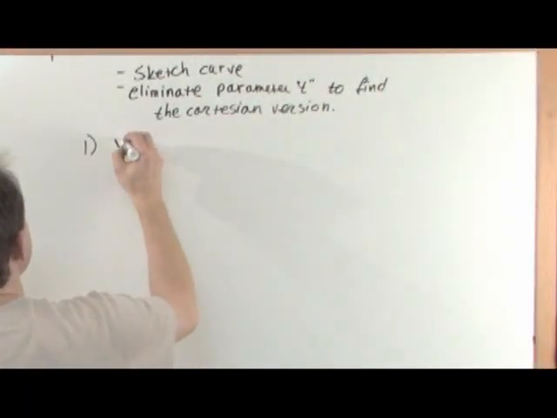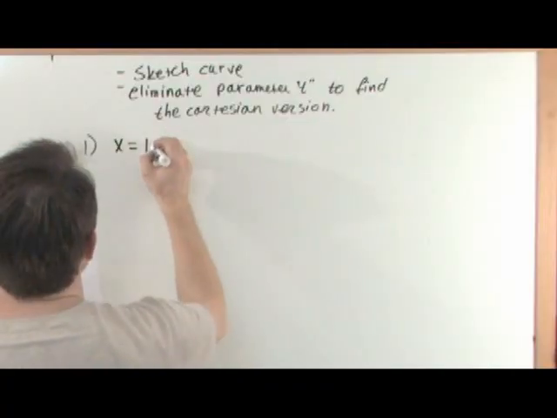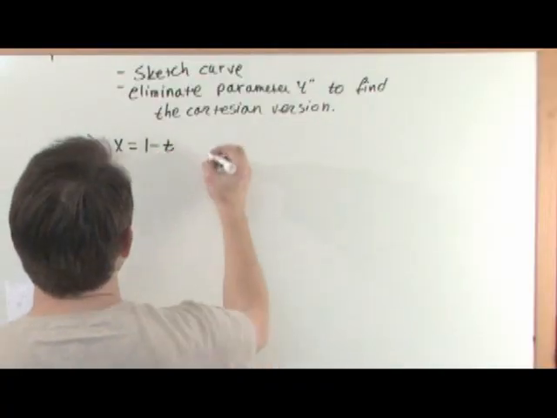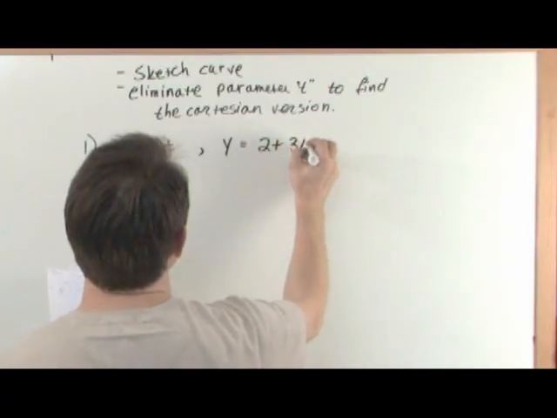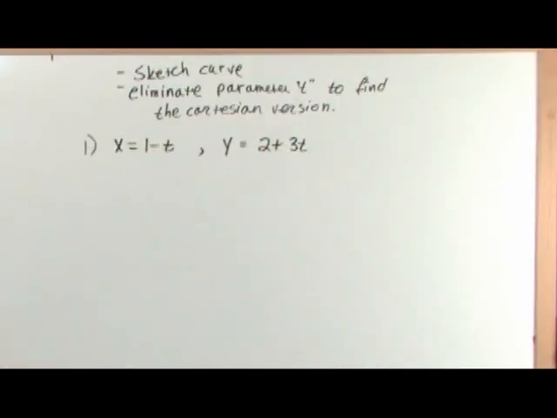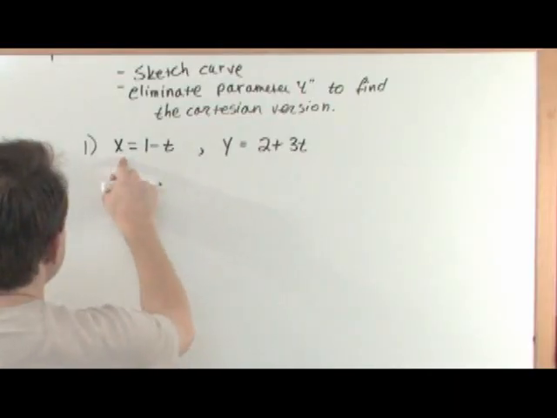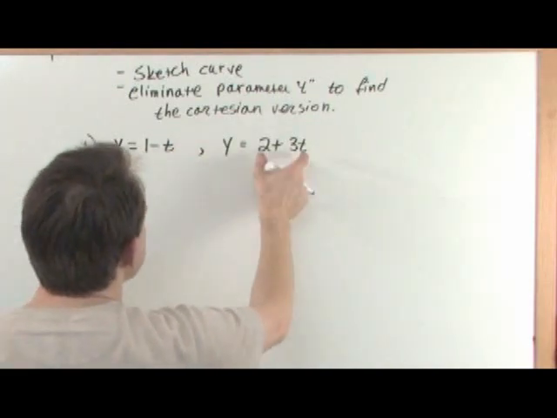What we have is x is equal to 1 minus t, okay, and y is equal to 2 plus 3t, okay. So this is a parametric form of some curve. We're going to plot it. That's what we're going to do. And you can see we have x as a function only of t and y as a function only of t.